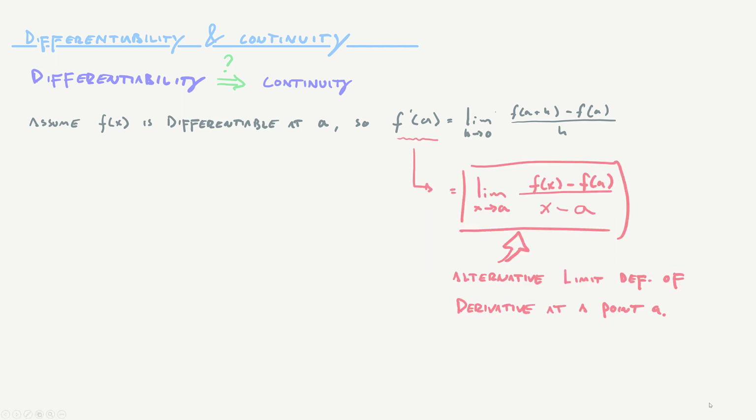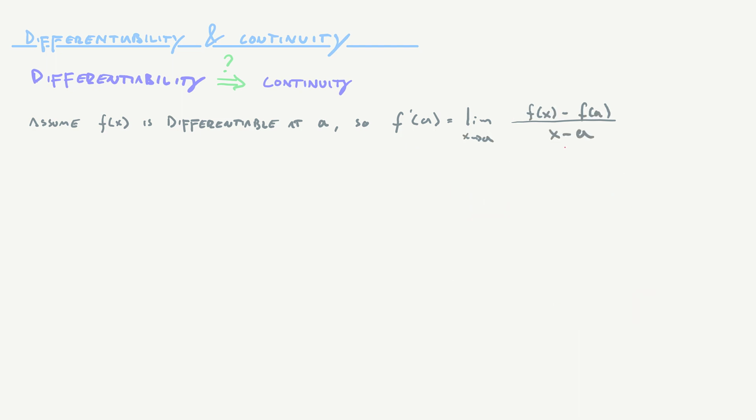So I'm going to replace this, right? An alternative way to write the limit definition of a derivative is the limit as x approaches a of f of x minus f of a over x minus a, which is what we decided h was. Okay, so this is what I'm going to use for this proof. I'm going to use this limit definition of a derivative.